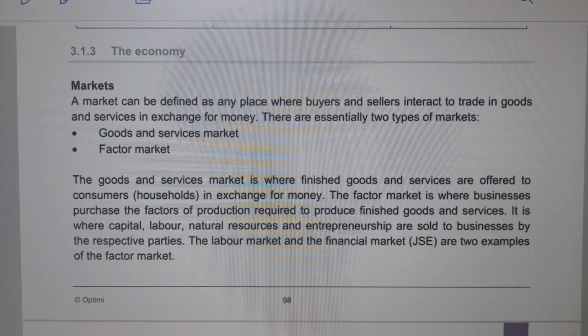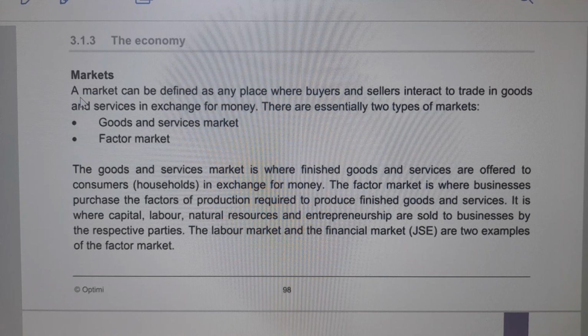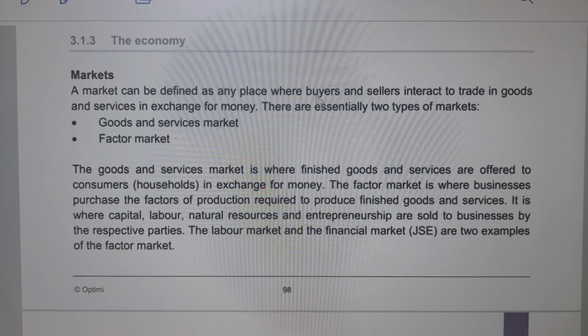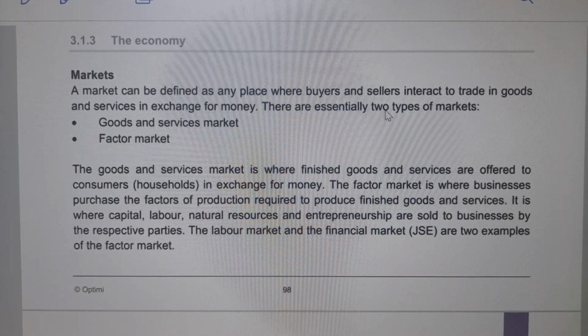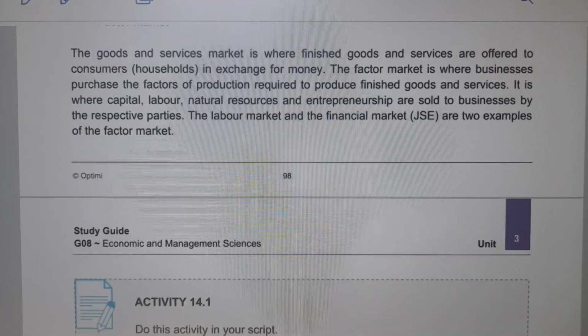We also looked at the markets, and we said a market can be defined as any place where buyers and sellers interact to trade in goods and services in exchange for money. There are essentially two types of markets: the goods and services market, and the factor market.